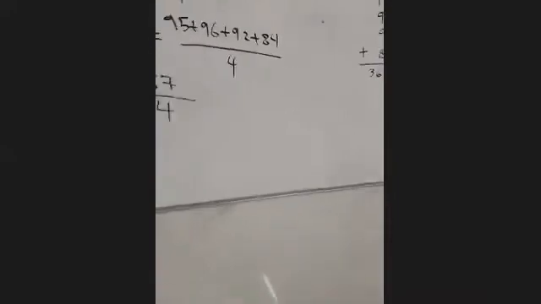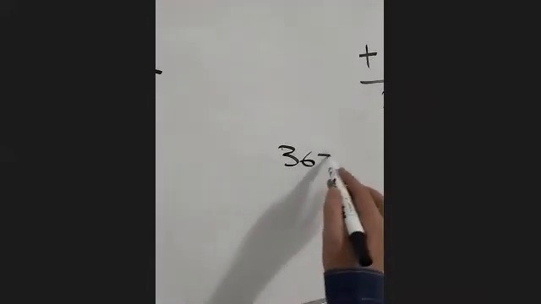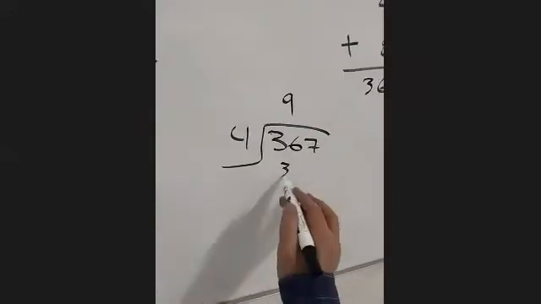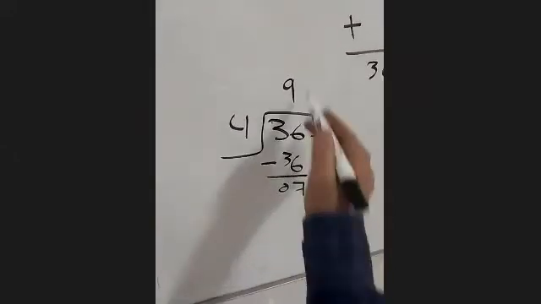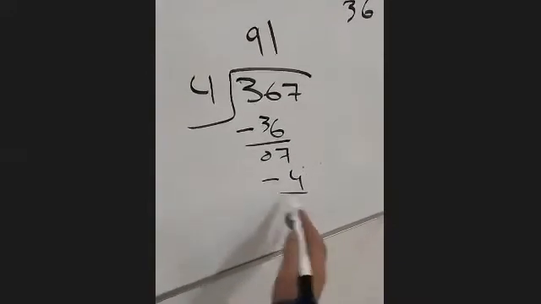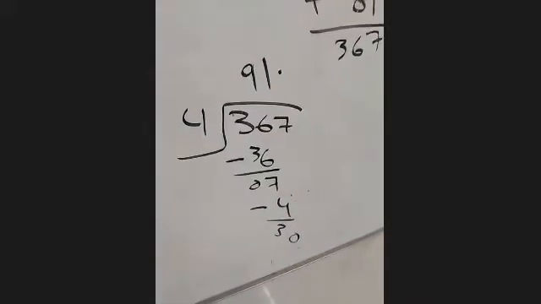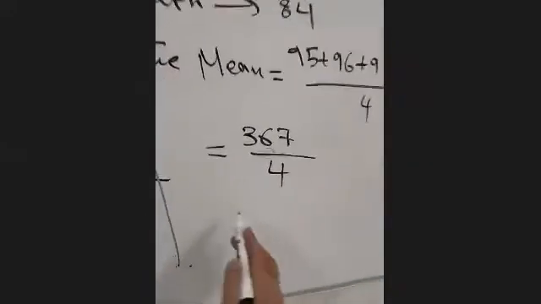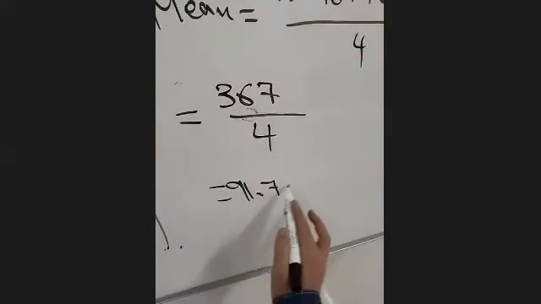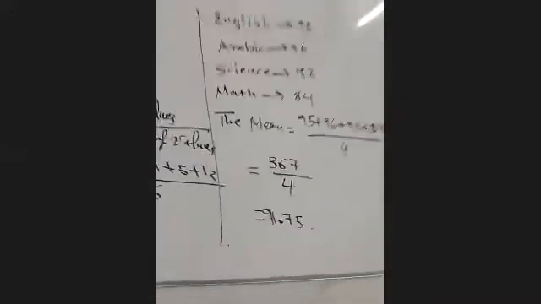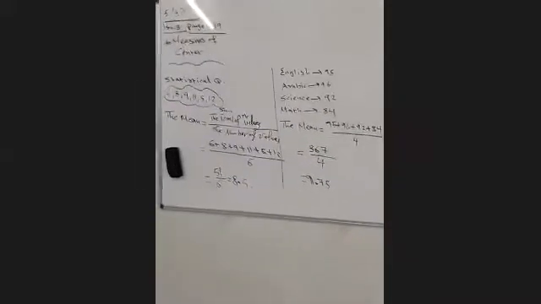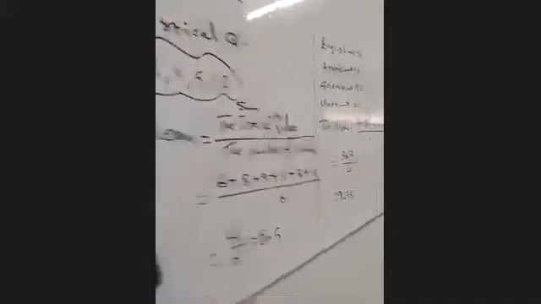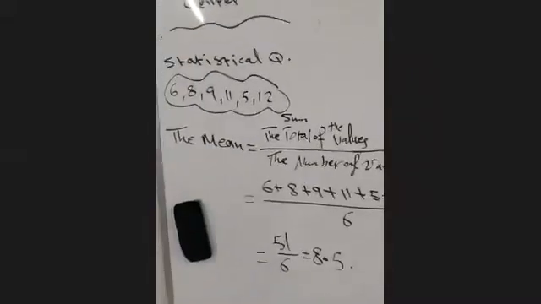Now make division. 367 divided by 4. Here you have 9, right? 36, subtract, 0, 7, 1. 1 by 4, 4. Subtract 3, decimal 0, right? 75. So it is 91.75. This is how we find the average of a few numbers or of some values, okay? This is what we call the mean.